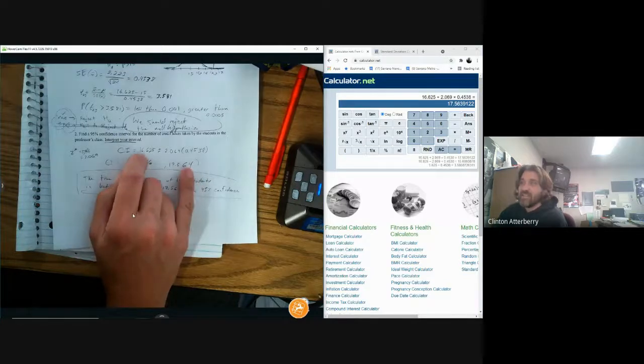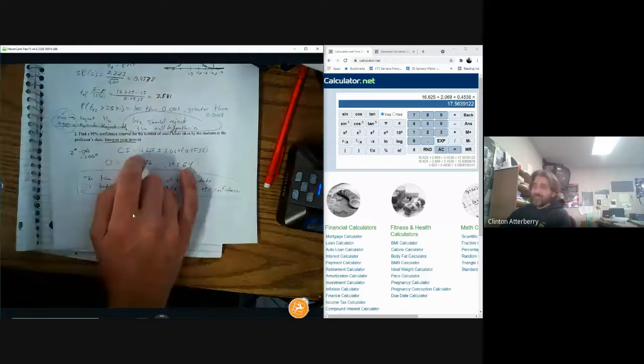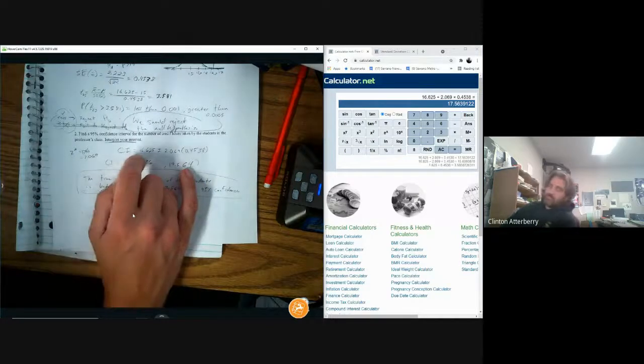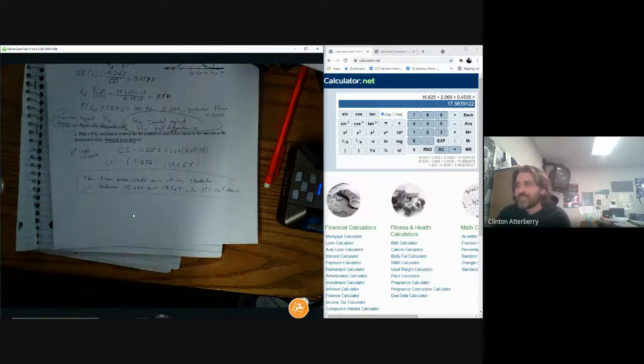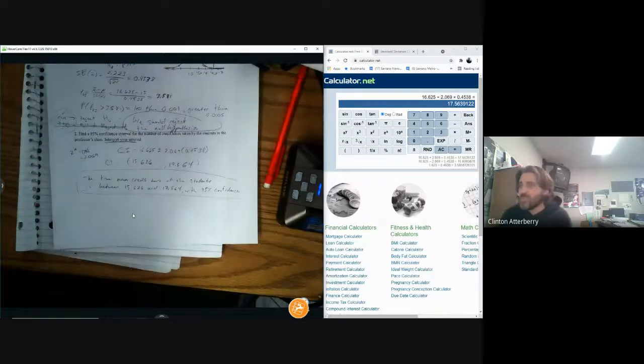So we're pretty sure that for all 250 students in all of her classes, their average is bigger than 15 credits. So the true mean credit hours of the students is between 15.686 and 17.564 with 95% confidence.